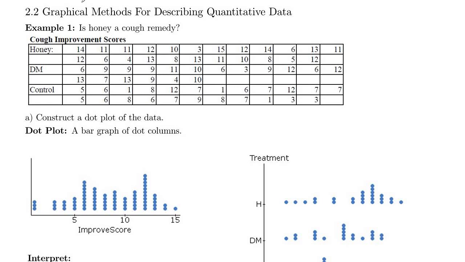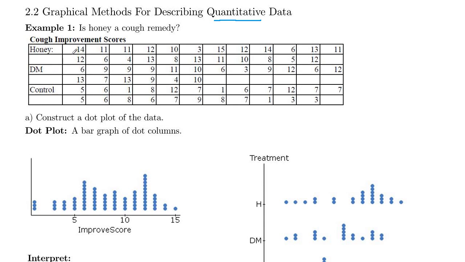So here in section 2.2, we're going to look at graphical methods for describing quantitative data, so numerical data here. In this first example, we want to look at honey as a cough remedy. Here we're testing honey against dextromethorphan, the medication that's in Robitussin and many other cough suppressants, and then a control group, which is just placebo or some innocuous medication.